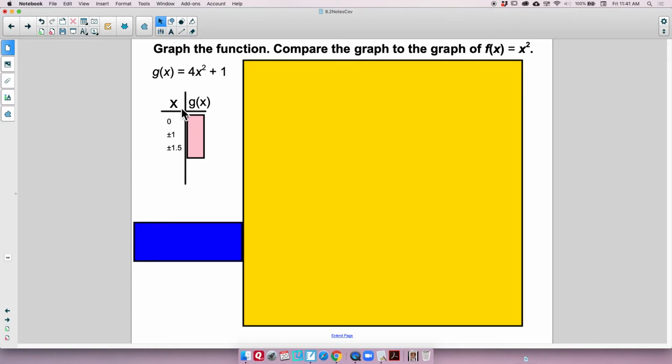Okay, let's go on. Let's try 4x squared plus 1. So now we've got a leading coefficient that's not the same as our parent function. So think about what that's going to do to the graph. And then we have a c here of plus 1. All right, so those are your numbers to plug in. I'm using plus or minus 1.5. So you can use that as 3 over 2, which is easy to do. Or you could use a calculator and use 1.5. Okay, so hopefully you got 1, 5, and 10. Graph those 5 points.